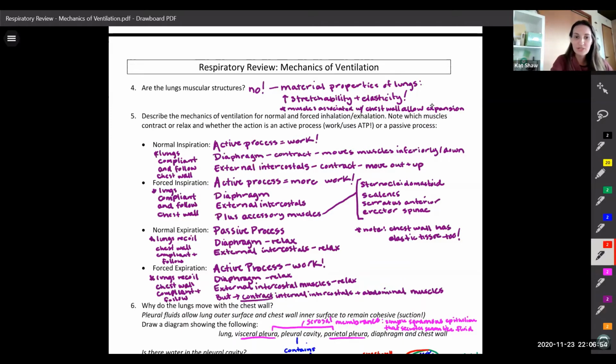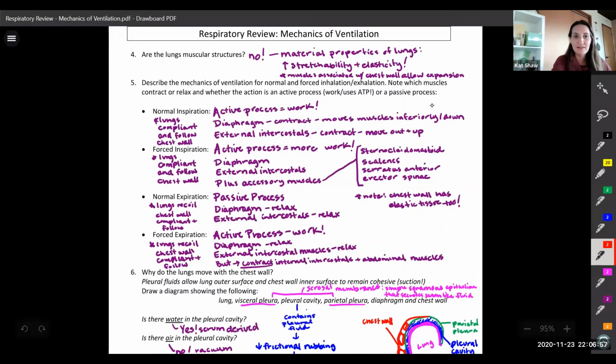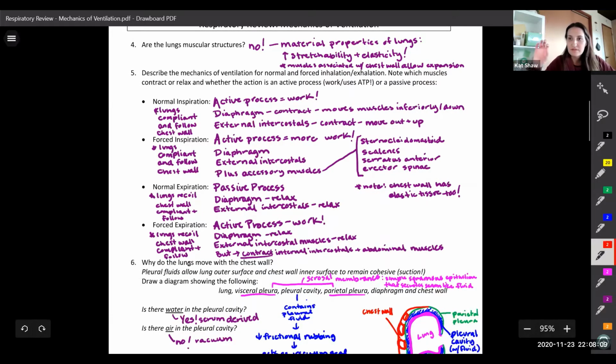Now the next question, question 6, expands on these points I made about the lungs or the chest wall being compliant and following along. Right? Why do the lungs move the chest wall? Why does the chest wall move the lungs? Depending on whether we're talking about inspiration or expiration here. And that's because we have suction between the outer wall of the lungs and the inner surface of the chest wall. Right? So this suction between the outer surface of the lungs, the inner surface of the chest wall is very important for these mechanics to work appropriately.